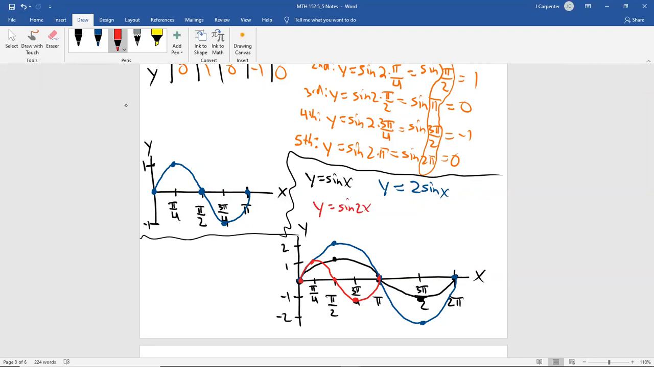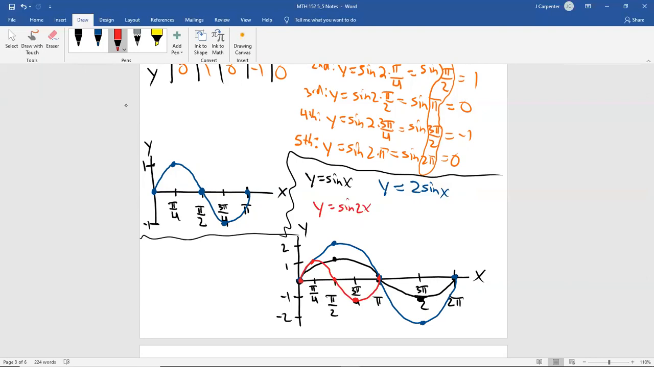So in the blue one, if I change the 2 to a 3, it just makes them taller and deeper. In the red one, if I change that to a 3, then the wave would happen even sooner. It would be before pi. You would get a whole wave in 2 pi over 3, because that would be the 2 pi over b.